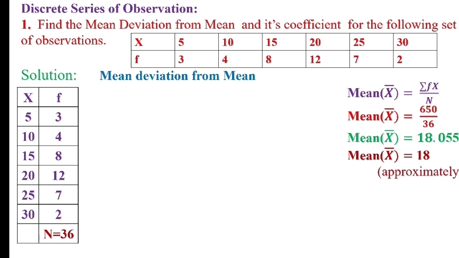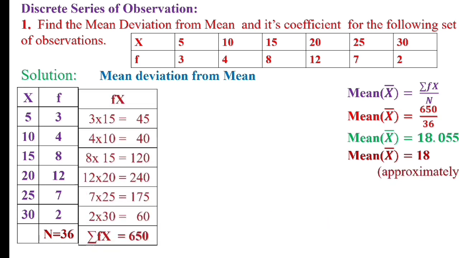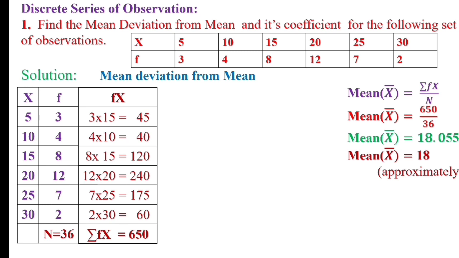How do you find f into x? 3 into 15 is 45, 10 into 4 is 40, 8 into 15 is 120, 12 into 20 is 240, 7 into 25 is 175, 2 into 30 is 60. Sum of all the values is 650. 650 divided by 36 is 18.055, approximately close to 18. So we consider it as 18.